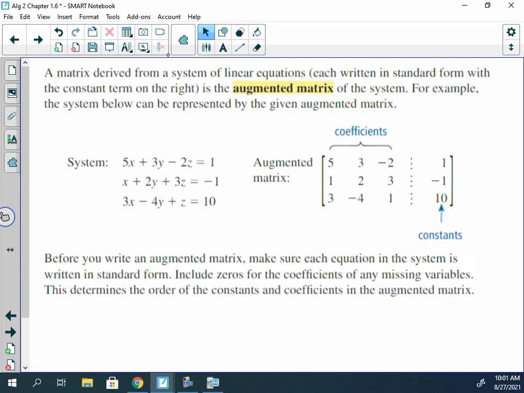So the top one is 5, 3, negative 2, 1. Our second one, 1, 2, 3, negative 1. The bottom, 3, negative 4, 1, and the constant term, 10. This here would be an augmented matrix.